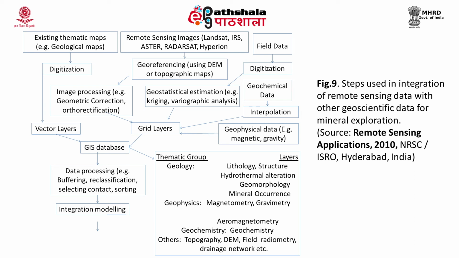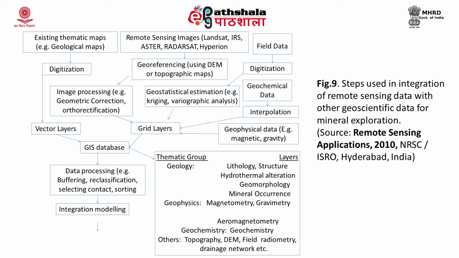If you look at the thematic map, after digitization we have to prepare the different vector layers. Field data after digitization will go for geostatistical estimation, kriging and variographic analysis, and then we will prepare grid layers. From the remote sensing image, after georeferencing we will go for image processing, that is geometric correction, orthorectification, and atmospheric correction, which we have to complete, and then we will prepare the grid layers.